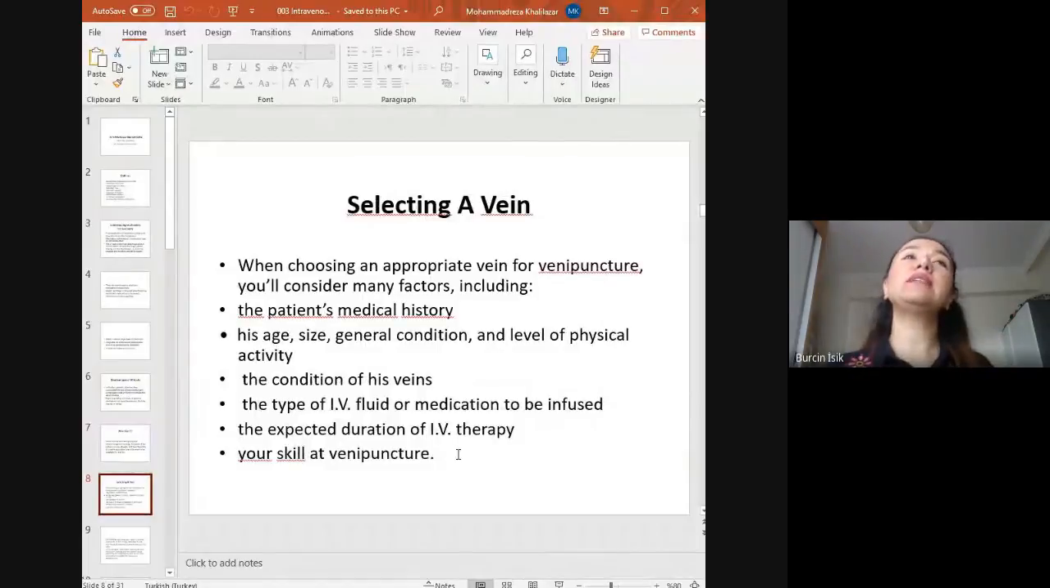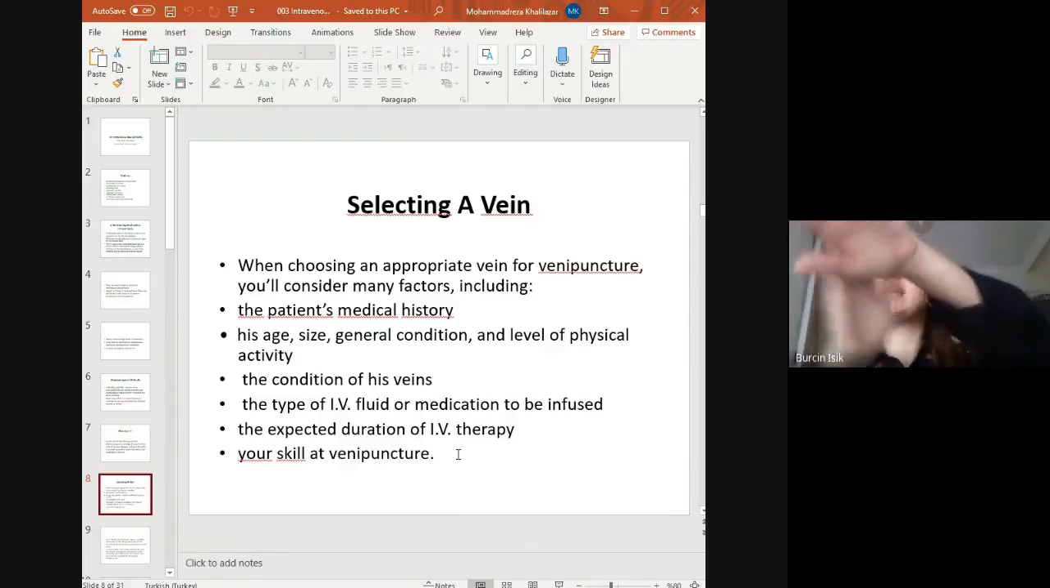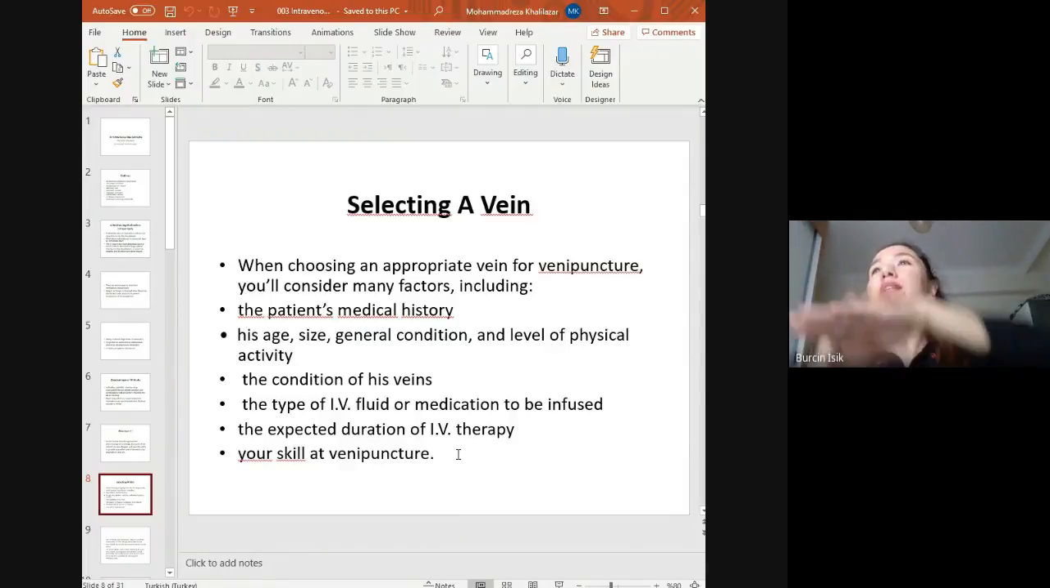About selecting the vein, which vein we are using. The first thing we look at: if you have had surgery or been in the hospital, you see that at first they check your hand. The first choice is the hand surface; hand veins are good.